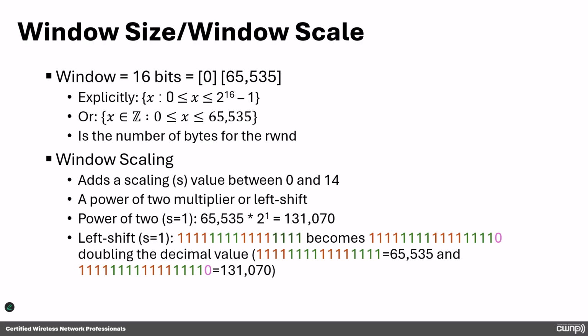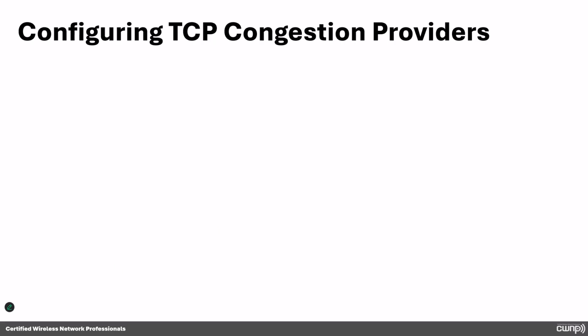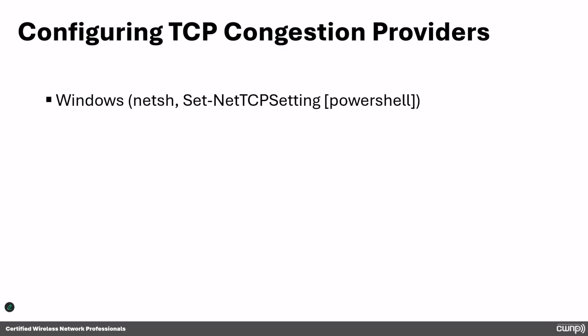So what we see then is that we've got a window that slides. It moves forward in the total number of segments we need to send, and that window itself can be bigger or smaller. That's the window scaling, and that is what ultimately gives us how much can be in flight at any given time. So can you configure these things? Does it even matter that we talk about congestion providers and what algorithms they might use? Can they be configured? Sure. In Windows, we can configure this with netsh or the Set-NetTCPSetting cmdlet in PowerShell.